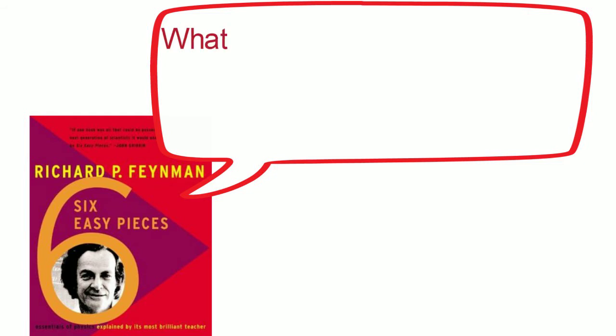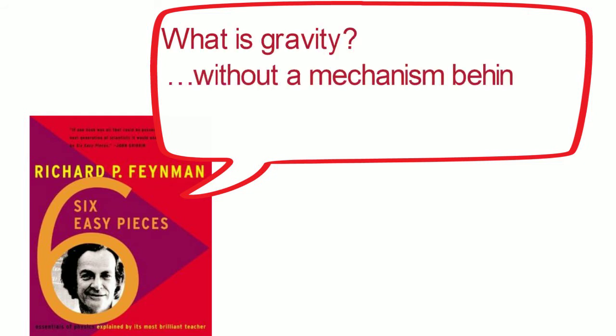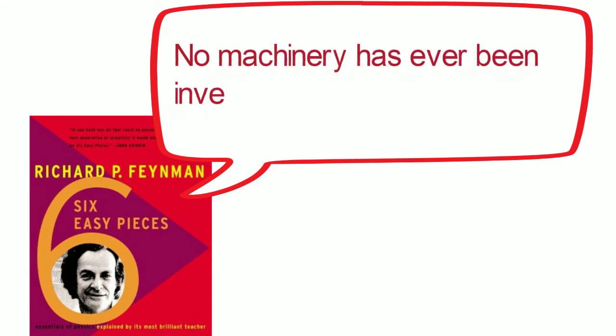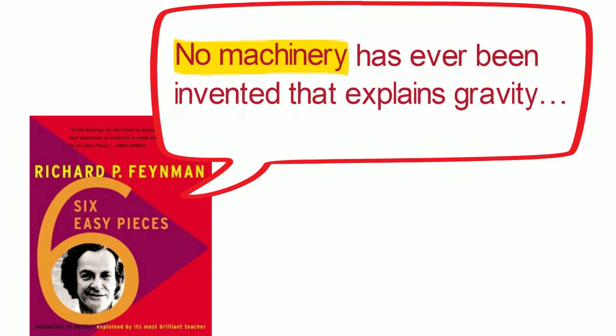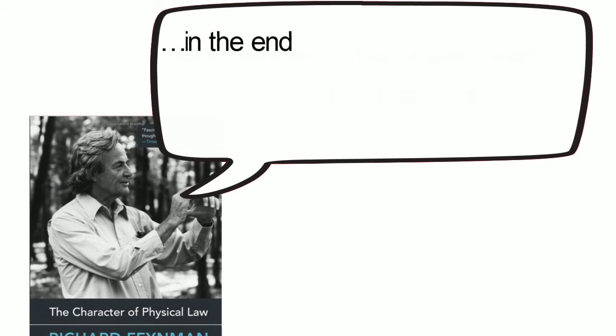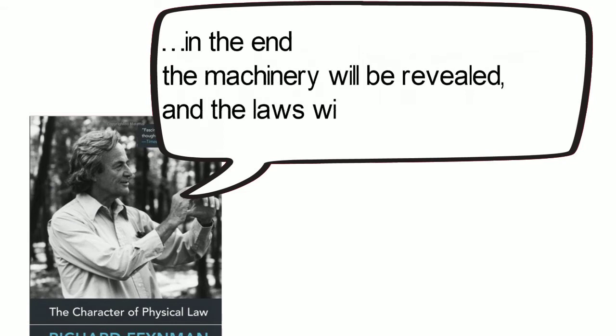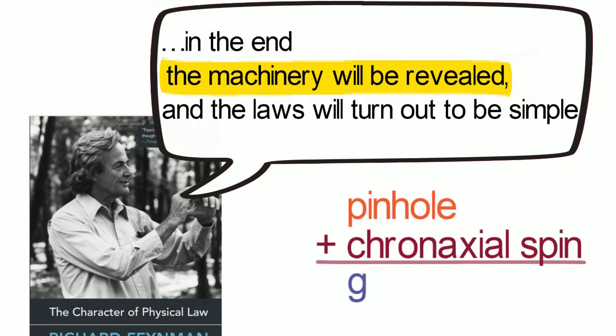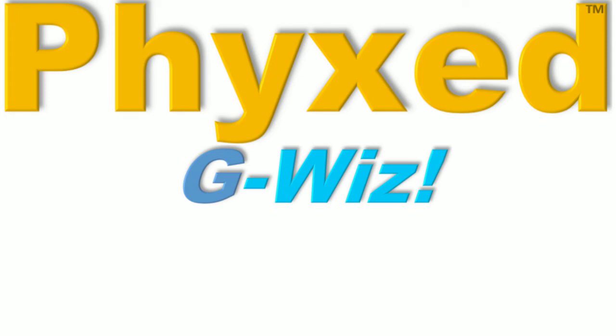Feynman asked, "What is gravity?" Without a mechanism behind it, no one knows. No machinery has ever been invented that explains gravity. In the end, the machinery will be revealed, and the laws will turn out to be simple. A pinhole with chronaxial spin is that machinery. Gee whiz! You've been fixed.